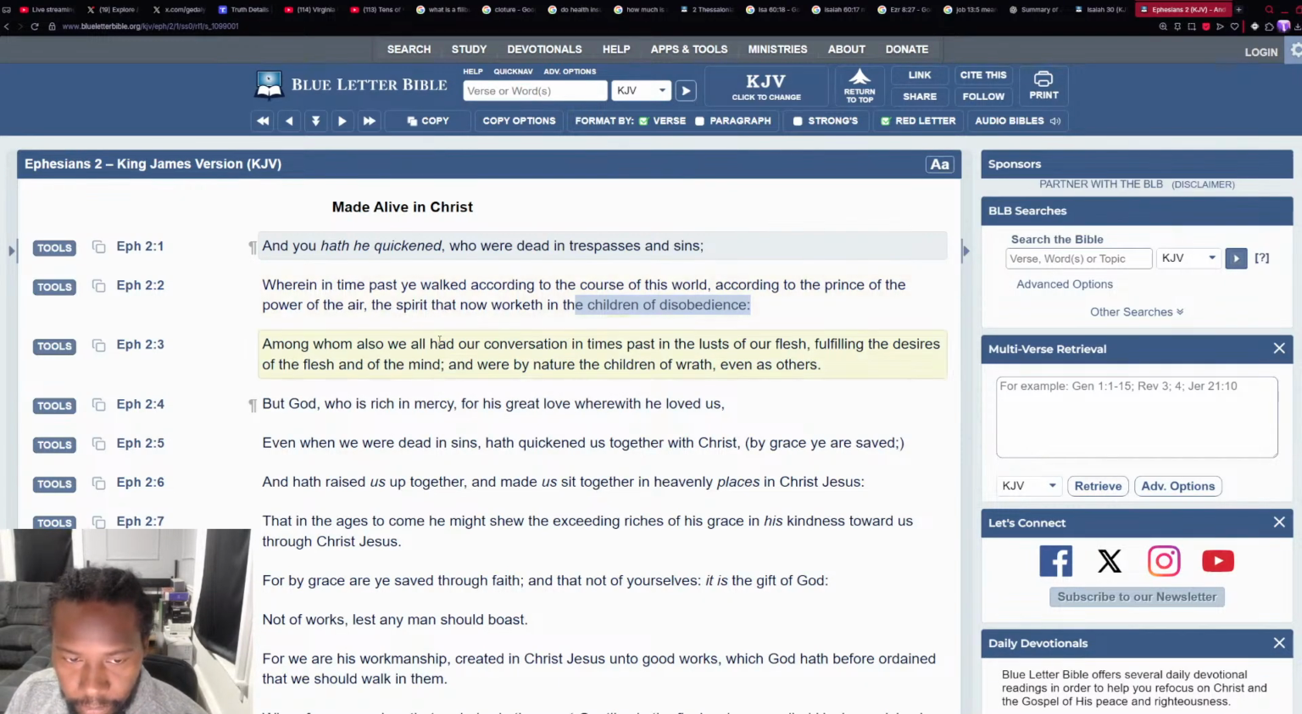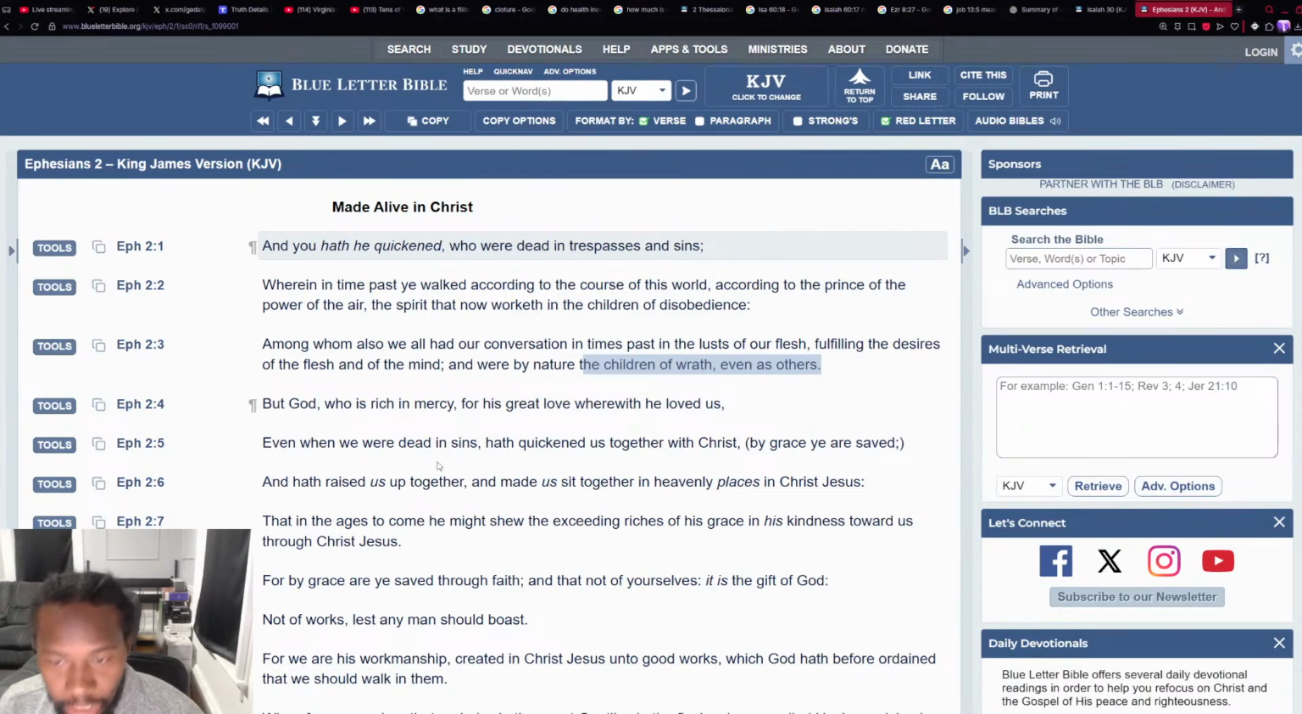among whom also we all had our conversation in times past in the lust of our flesh. Before we came to the truth, we had our behavior in times past in the lust of our flesh, because we didn't know we were going off, fulfilling the desires of the flesh and of the mind, and were by nature the children of wrath, even as others. So we were like the children of disobedience, okay?